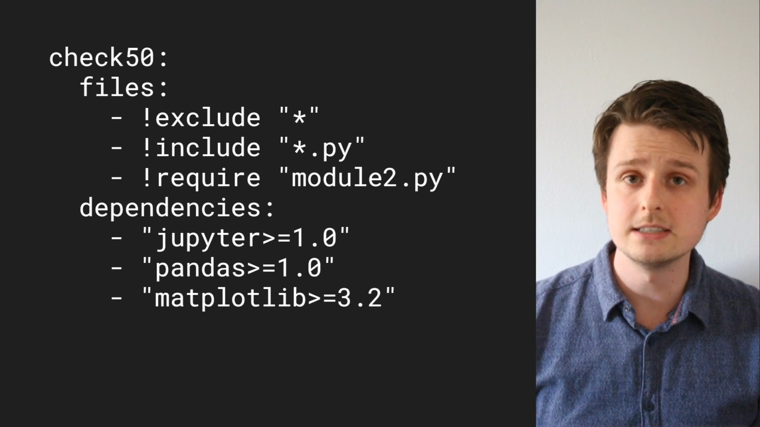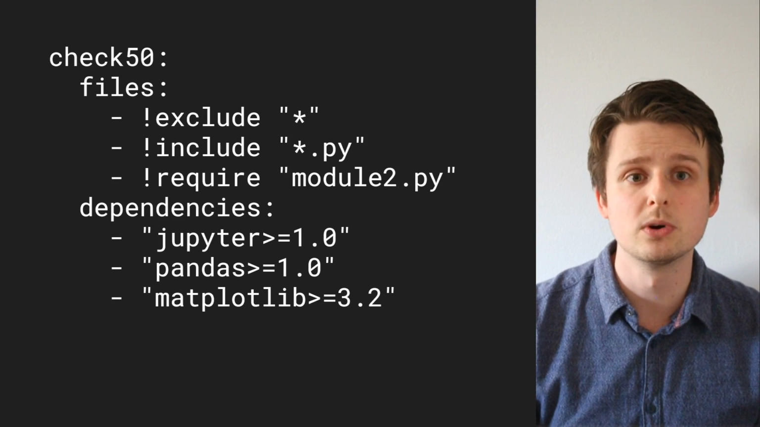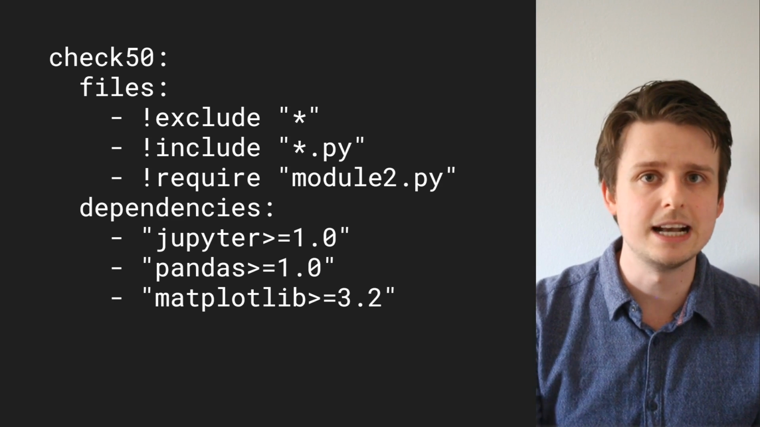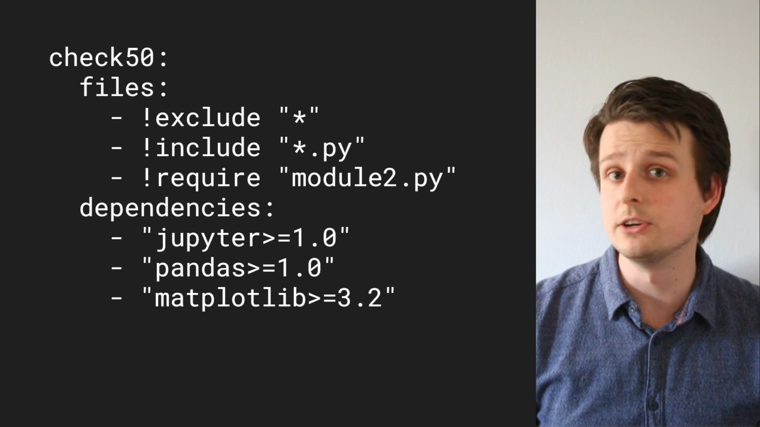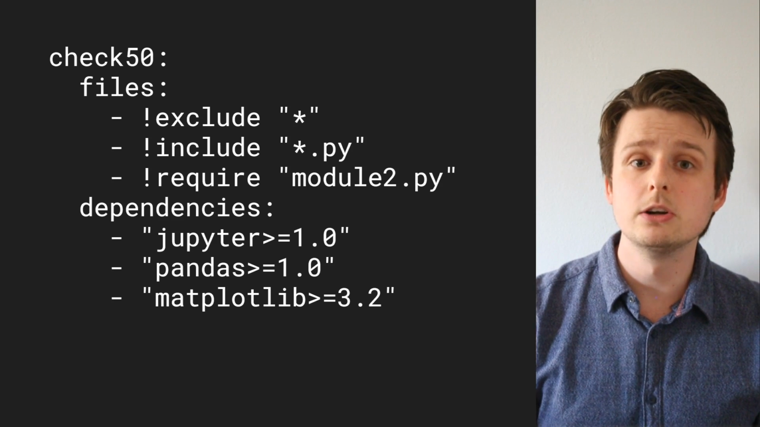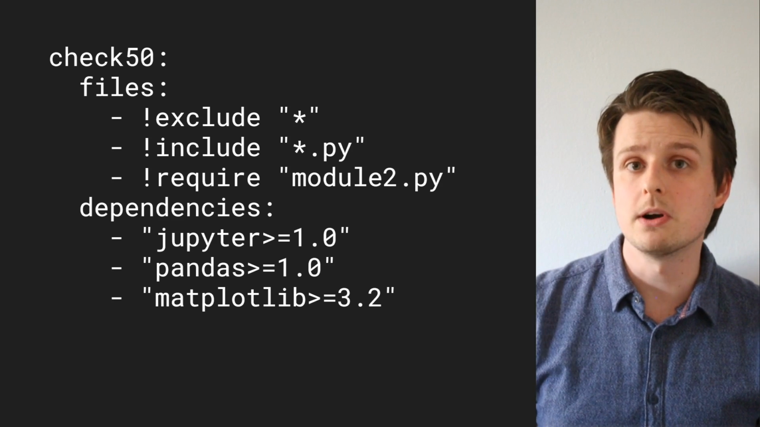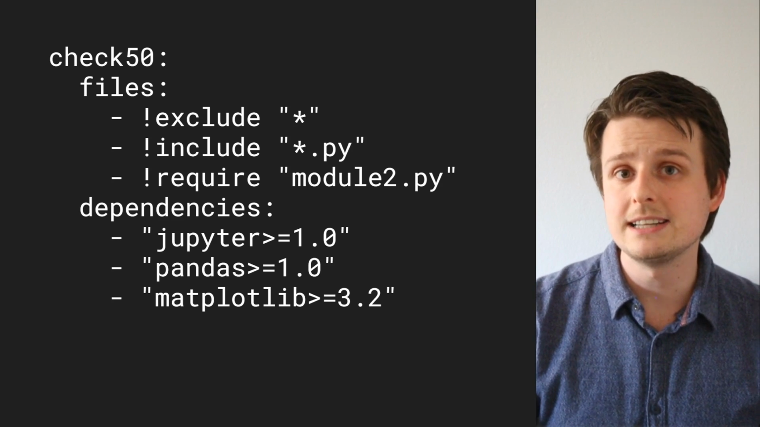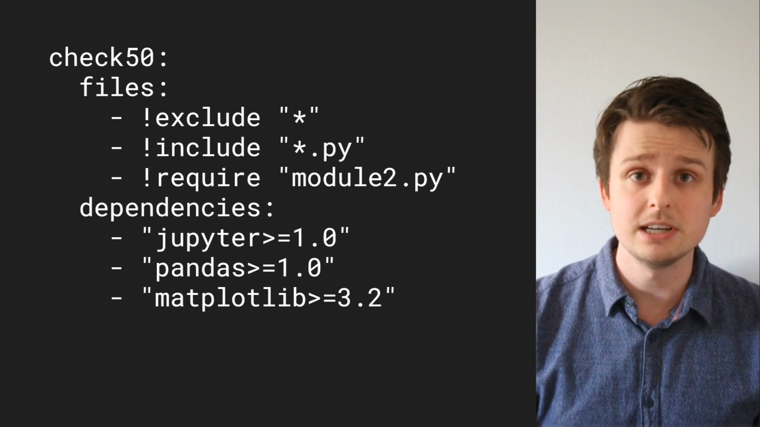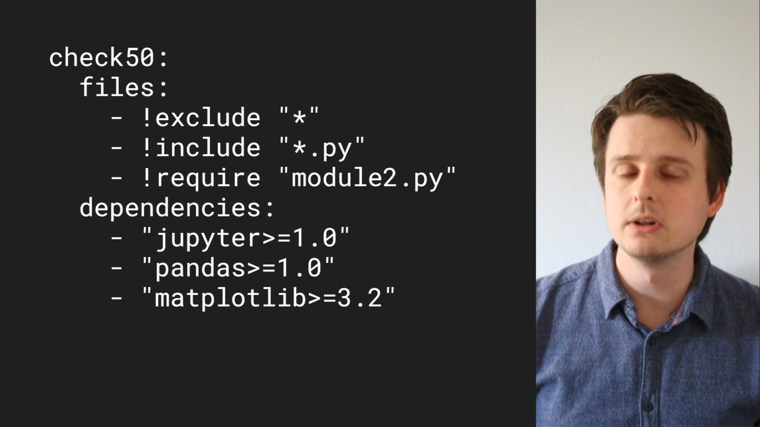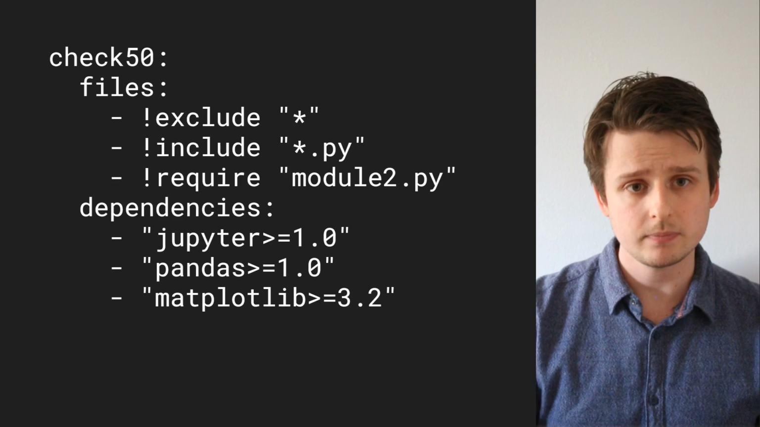This files feature is heavily inspired by Git's use of a gitignore file, in that each line either marks a globbing pattern of files as excluded or included, and each following line can overwrite that. So here we exclude star, exclude everything, then include all Python files, and then require a specific Python file to be present there. There's also the option to list any pip installable dependencies. Check50 will ensure these are installed locally if running in that mode, or remotely if running in that mode.